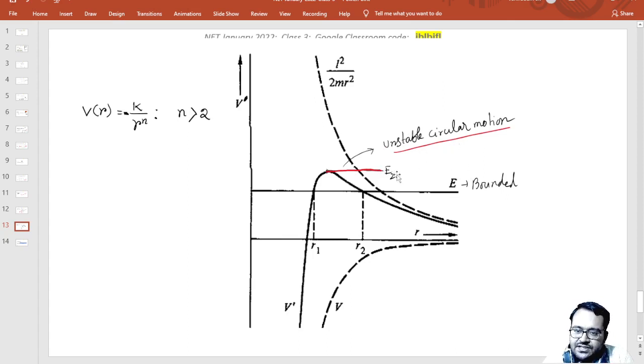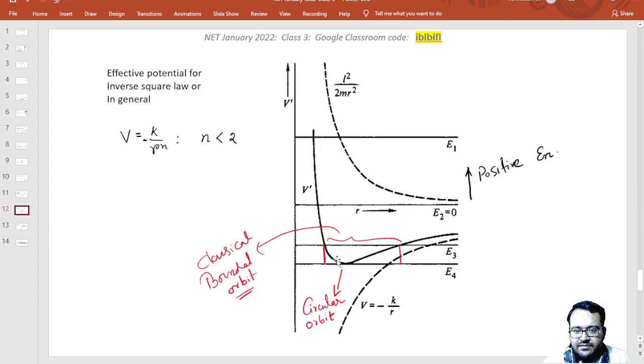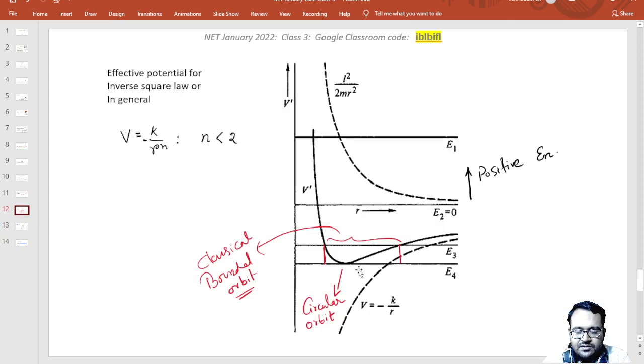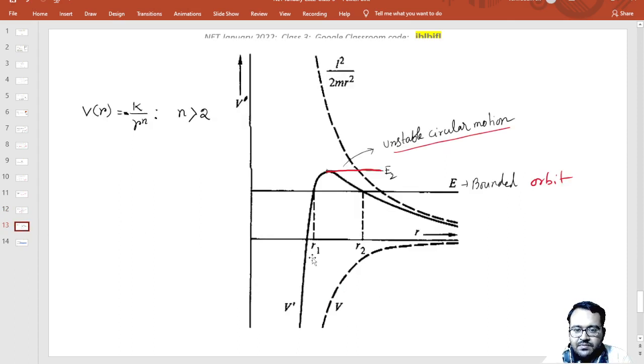Now if we get energy lower than this maximum of effective potential, we'll get a bounded orbit. Here you can get a bounded orbit, as we see in this case. So there can be a bounded orbit there also if energy is less than the maximum of that effective potential. Here a bounded orbit is possible if energy is greater than the lowest of that effective potential. So it can have an upper bound R2 or a bound R1.